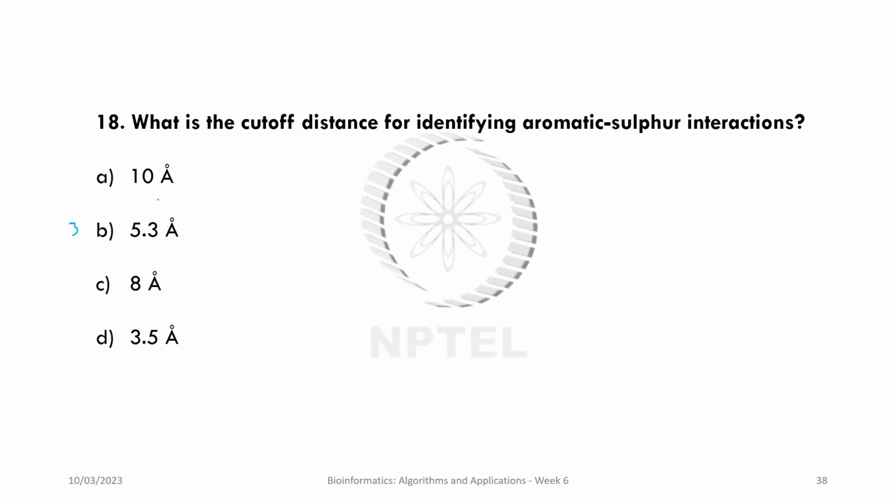Look at the options. 10 angstrom is really far, right? For aromatic sulfur interactions to happen. So is 8. So an ideal distance would be somewhere around 5 to 7 angstrom. And the only option that falls in that range is B. D is too close, and C and A are too far apart.